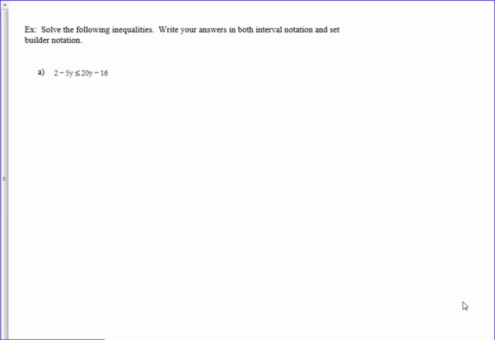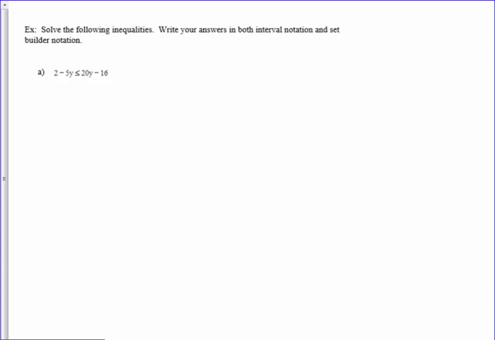Inequalities are solved very much the same as you would solve an equation. The one big difference is when you multiply or divide by a negative value, you must switch the direction of your inequality symbol. Let's solve this inequality.